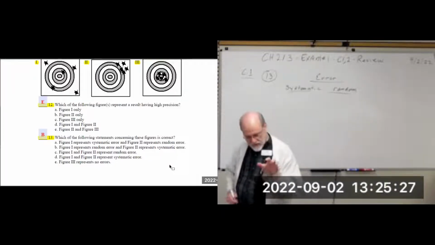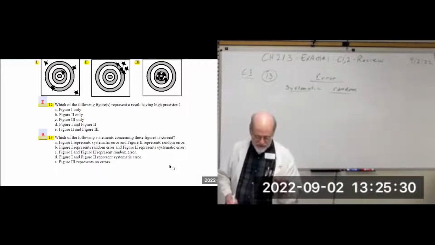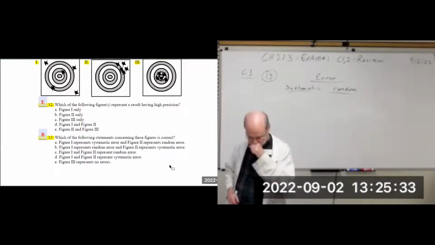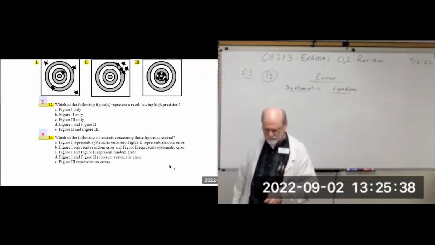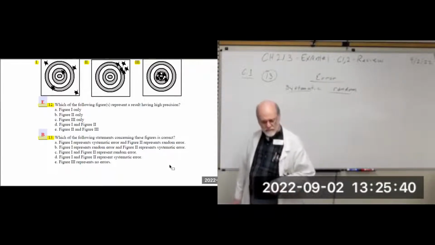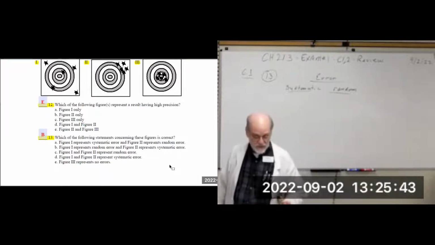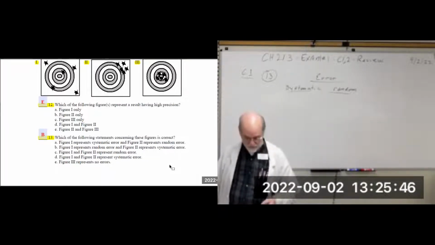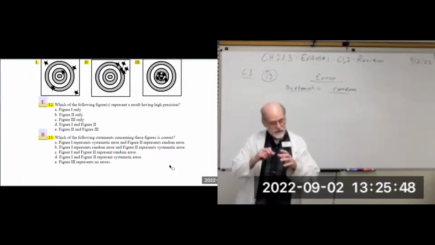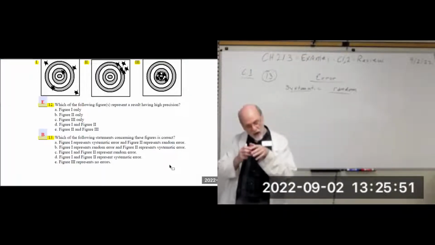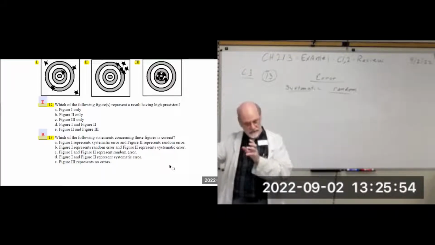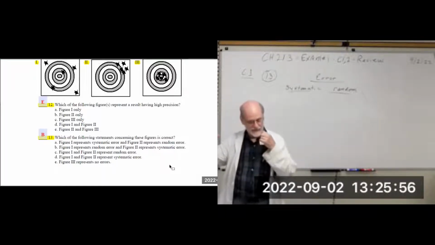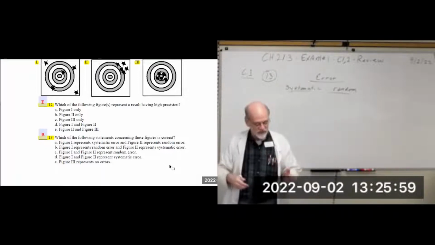Okay, so based on these figures, which one is systematic and which one's random? Well, systematic error, 3 has virtually no error. But 2 produces a nice grouping. They're always off target by that much. That's systematic. Okay. 1 is unpredictable. It's all over the place. So number 1 would be random error.